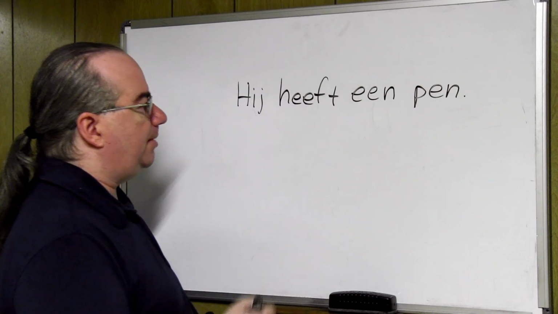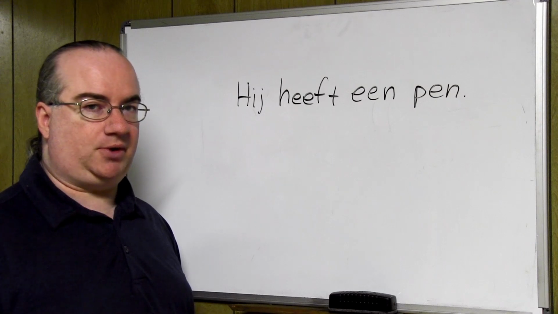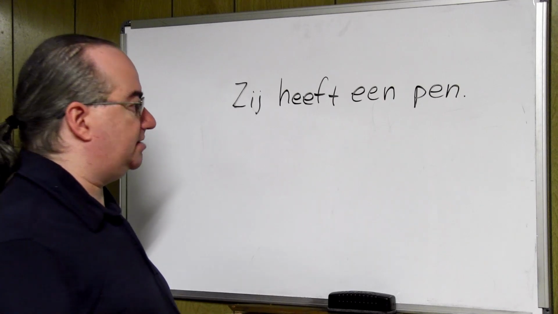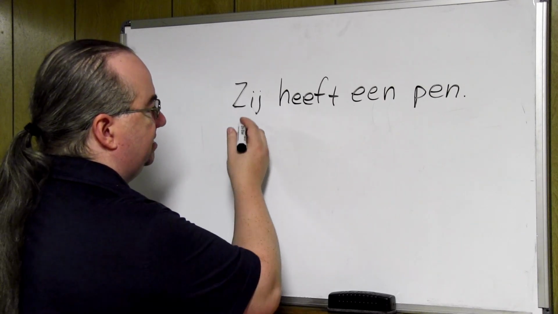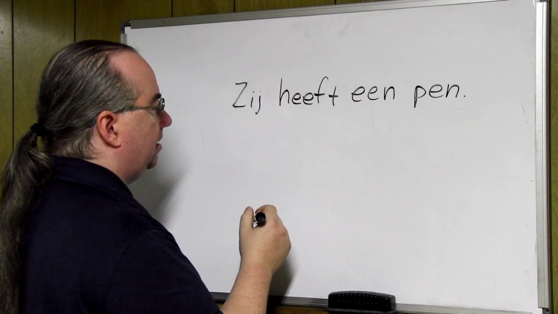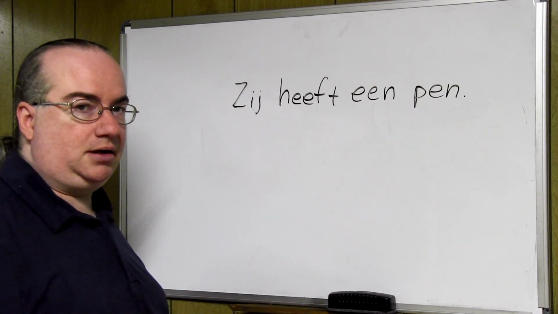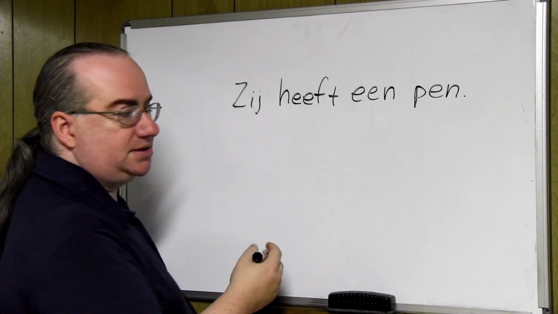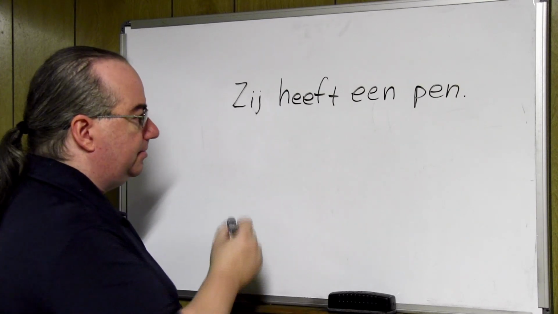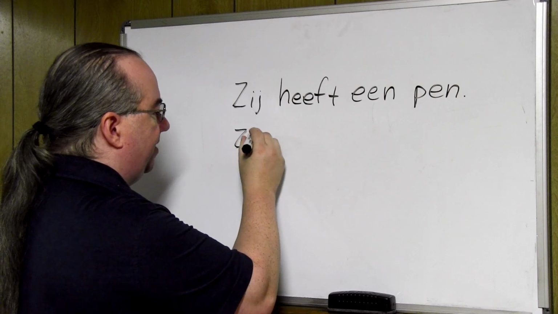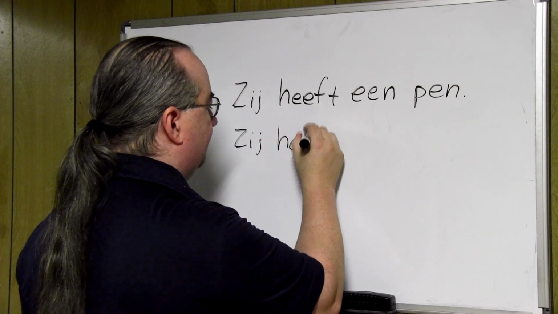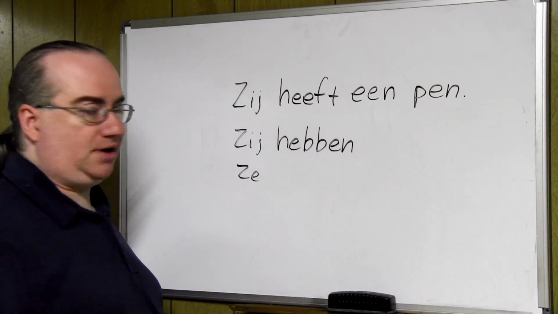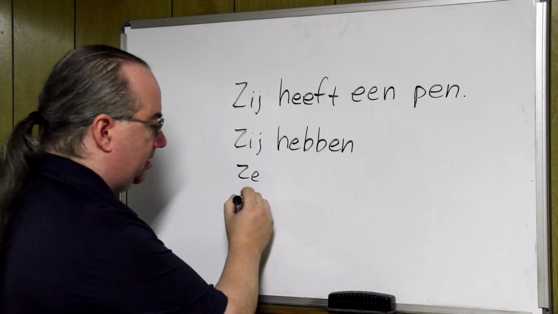And if you want to say he has a pen, then you say hij heeft een pen. Remember that hij can also be used for the word it if we're talking about something that's a de word. She has a pen is very easy too. You just replace the hij with zij. Zij heeft een pen. And remember that zij or ze can also mean they. But in this case, you're using the word heeft, and that means it's going to be she right here, not they. If you did want to use they, then this would be hebben instead. You can also use ze. And if you're talking about inanimate objects, you can use die.